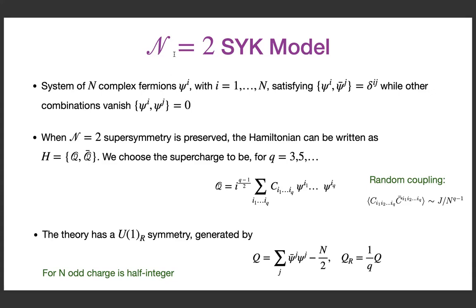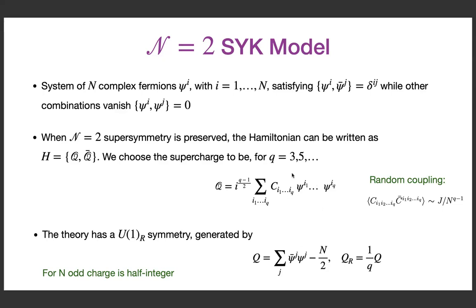So let me introduce in a little more detail this N=2 SYK model. As I said, it's a system of N complex fermions that satisfy these anti-commutation relations. The Hamiltonian is given by the anti-commutator of the charge, since we have N=2 supersymmetry. And we will generalize the model to include a product of Q fermions in the supercharge. And then we have this coupling constant matrix that has Gaussian statistics, and the variance is characterized by this dimensionful coupling J. So the theory has a U(1)_R symmetry, generated by this generator.